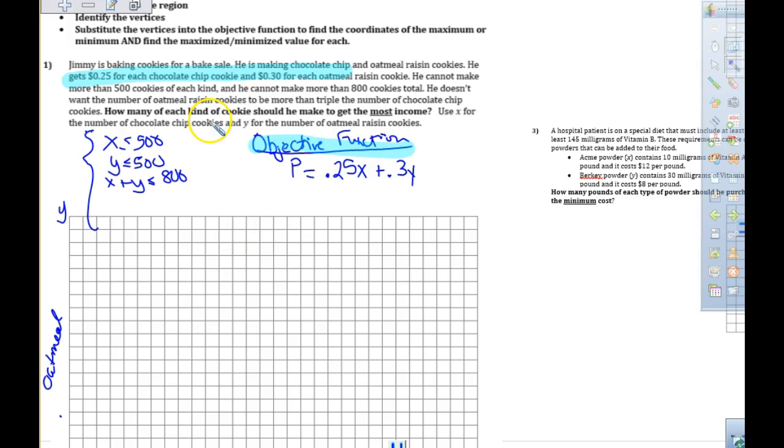All right, so now we're on page 43 as we are looking at these. What else? Oh, there's something about the number of oatmeal raisin you read will be more than 3 times the number of chocolate chips. Oatmeal raisin, that's my y. And it will be less or equal to 3x.